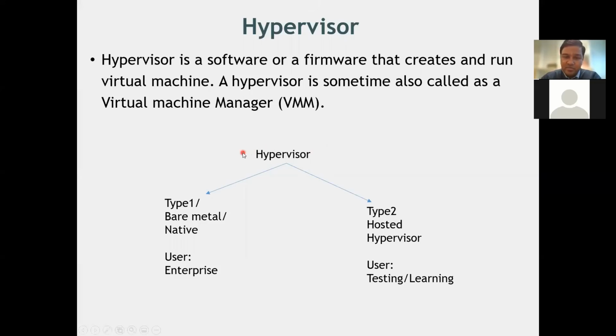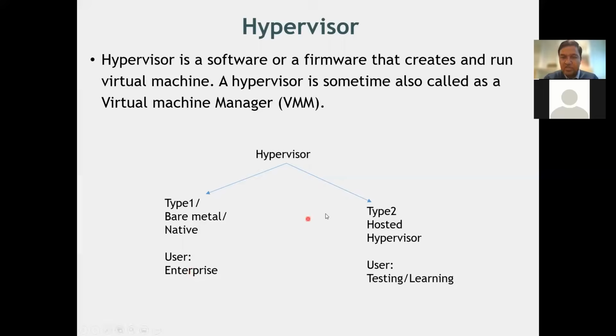Hypervisor can be of two types: type 1 and type 2. Type 1 is known as a bare metal or native hypervisor, and type 2 is known as a hosted hypervisor. If you go to work in any company that is using virtualization, it is 100% they are using type 1 virtualization. Every company uses type 1 virtualization.